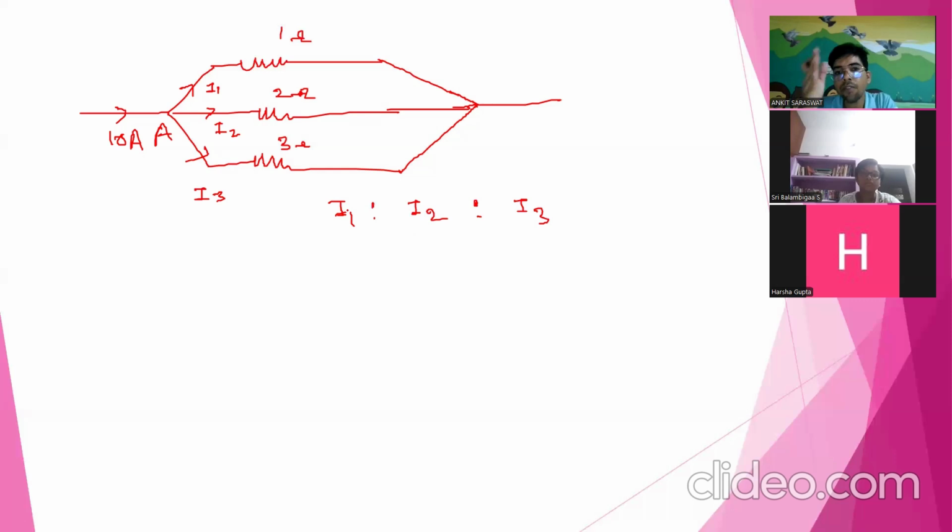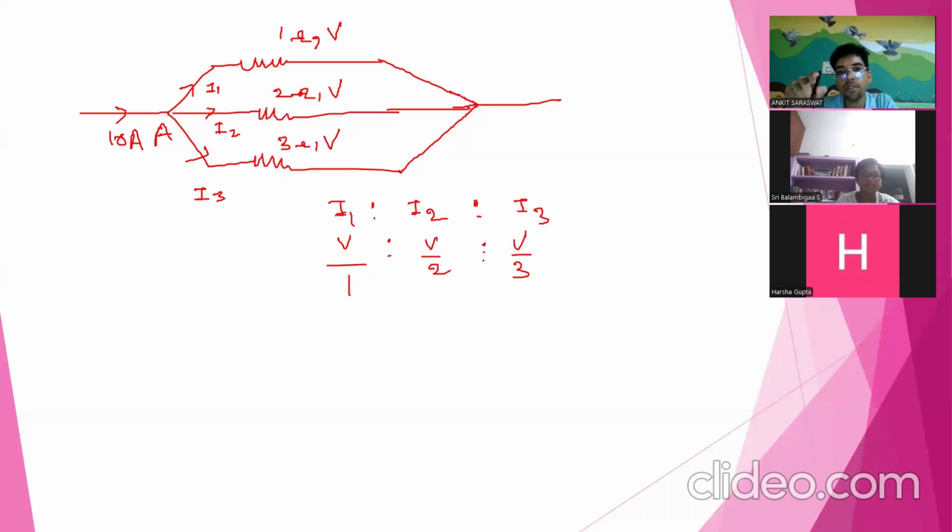Can I write like this? I1, I2, I3, I take the ratio. Yes, sir. You can write. Now let us suppose, because all are in parallel combination, the voltage here is V, here also V, here also V. Clear? Then I1 will be what? R is equal to V by I, so I will be V by 1. Here V by 2. I3 will be V by 3.